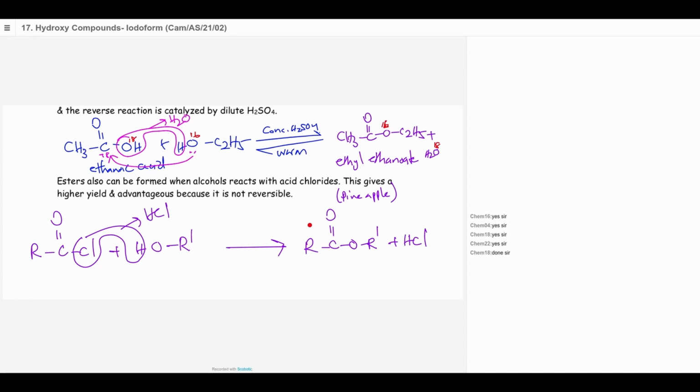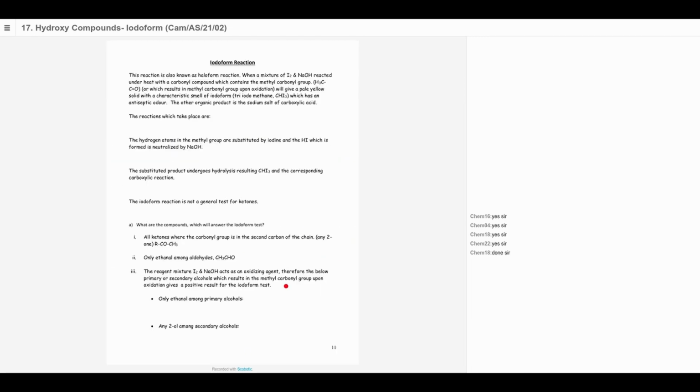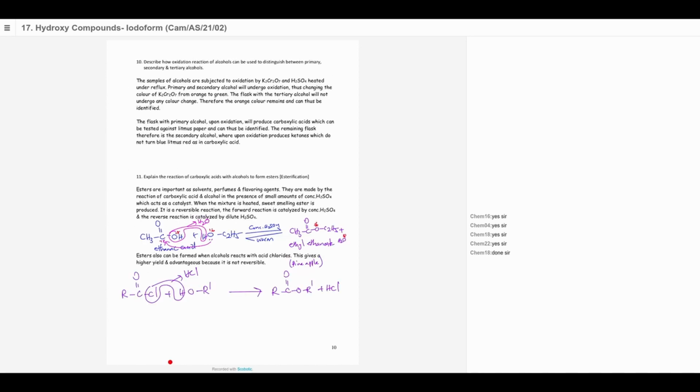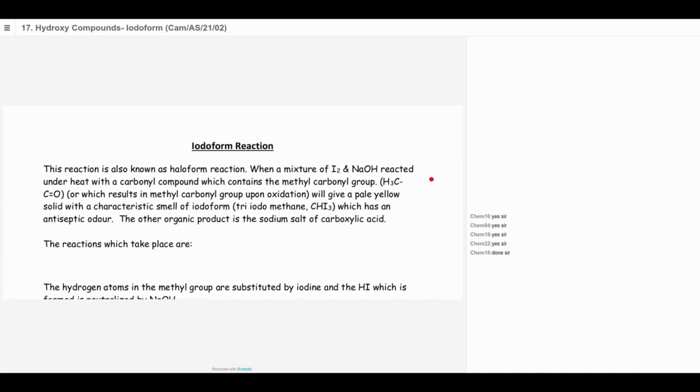Right. So that's the final reaction of the alcohols, the esterification reaction. Next, look into the most important reaction, which comes under hydroxy compounds. It is the iodoform reaction. Now, this iodoform reaction is also referred to as the haloform reaction, because iodine is a halogen. That's why we call it the iodoform reaction.